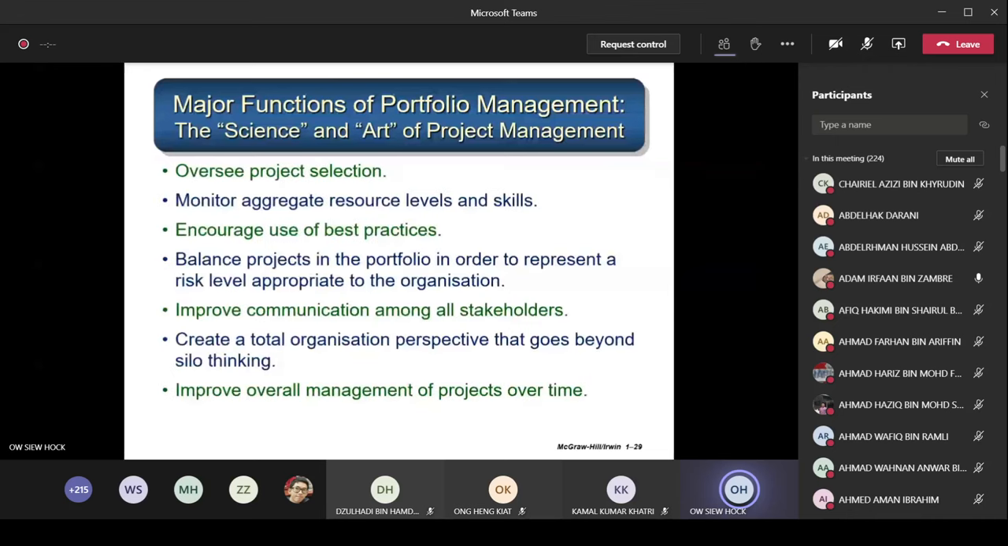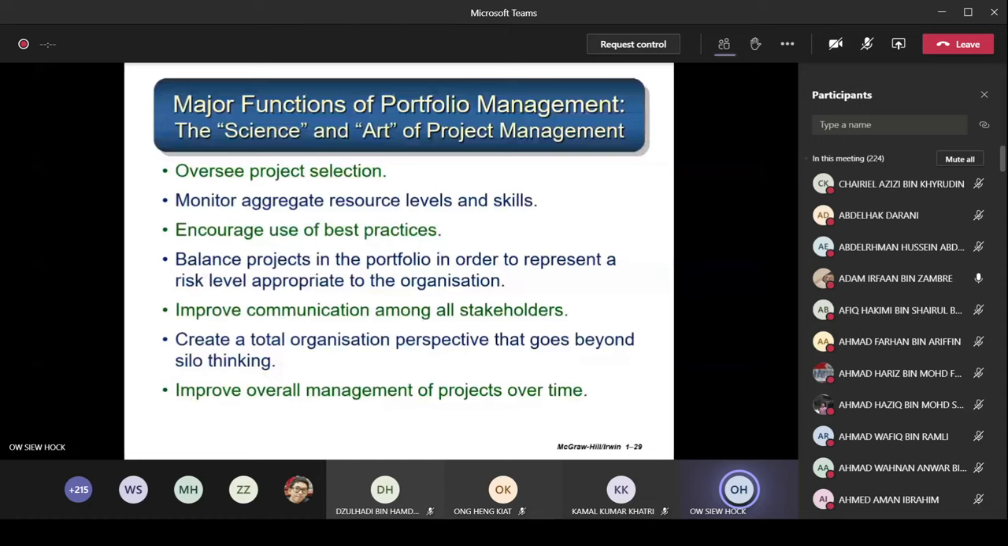So next, the major functions of portfolio management, the science and the art of project management. Project management can be seen from two perspectives: one is the science and the other is the art perspective. Using this approach, you can oversee the project selection. From this aspect, you can tell which project will be selected, and maybe some project you have to drop, cancel, because it's not so important now.